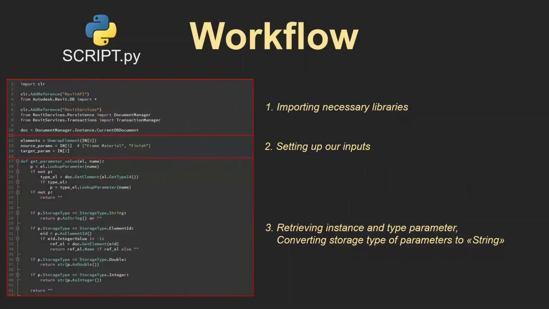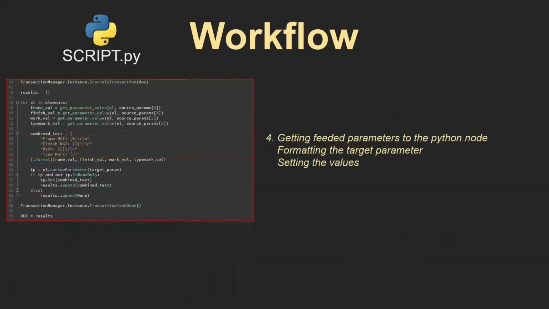But before we get started, let me explain the structure of the Python script. In the first block, we are going to import necessary libraries. Particularly in this video, I'm going to explain each line again. In the second block, we're going to set up our inputs. And in the third one, we are going to retrieve instance and type parameters and convert the storage type of the parameters to a string. And then we are going to feed the parameters to the Python node, format the target parameter as we wish, and set the values.